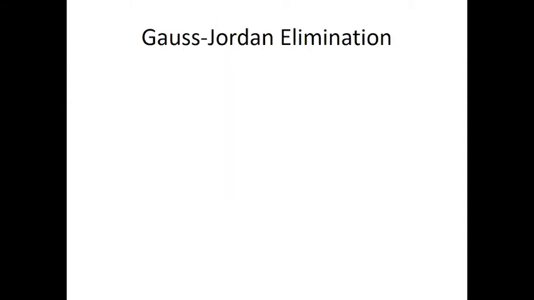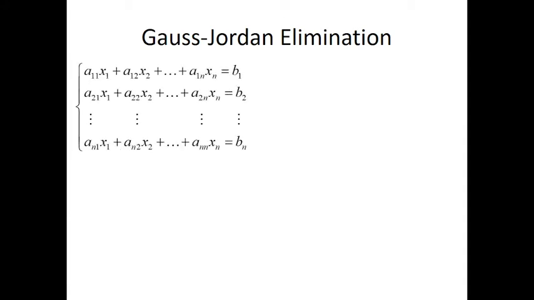Okay. So this is now our discussion about Gauss-Jordan elimination. In this topic, we're going to deal with the solution of linear equations, system of linear equations, using Gauss-Jordan elimination. Before, I have taught you about Gaussian elimination. Now this time we will talk about Gauss-Jordan elimination.